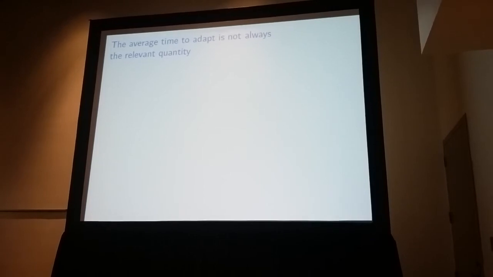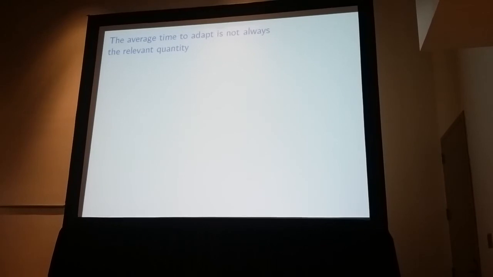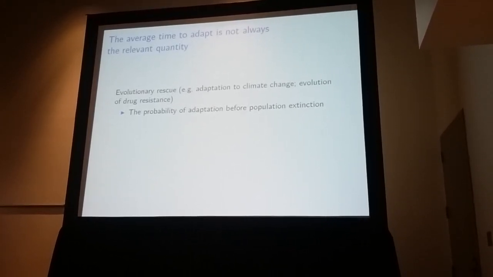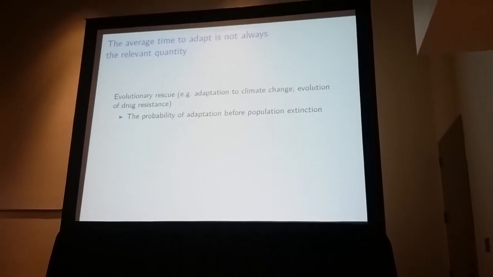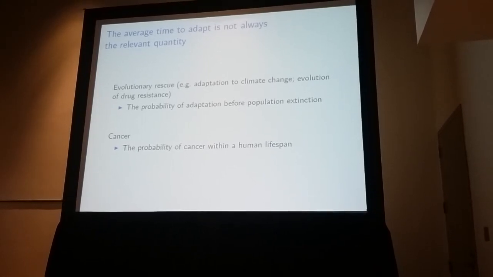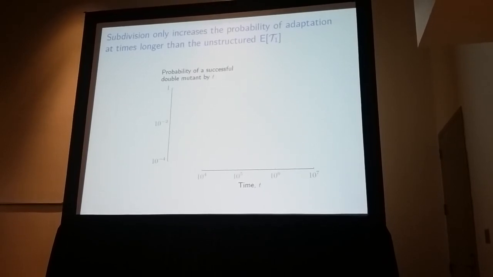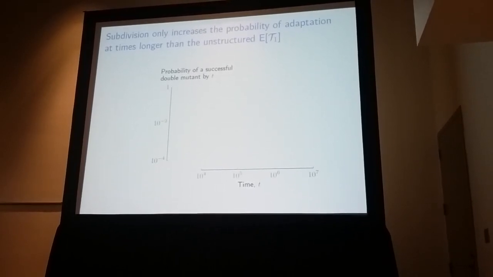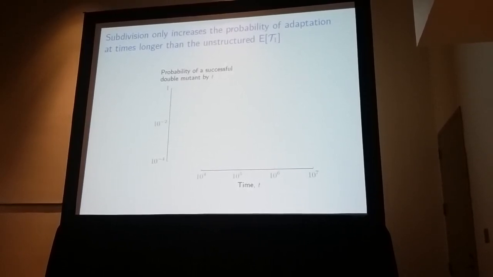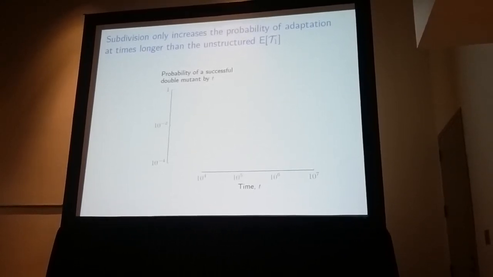The last thing I wanted to mention is that the average time is not always the relevant quantity. We often need to consider the probability that adaptation happens within a certain period of time. For example, in evolutionary rescue, we care about the probability of adaptation before population extinction. And in cancer, we care about the probability that a stem cell acquires multiple mutations before the human dies. I looked at the probability distribution and, I wasn't really expecting this, I found that subdivision only increases the probability of adaptation at times that are longer than this unstructured average T1.